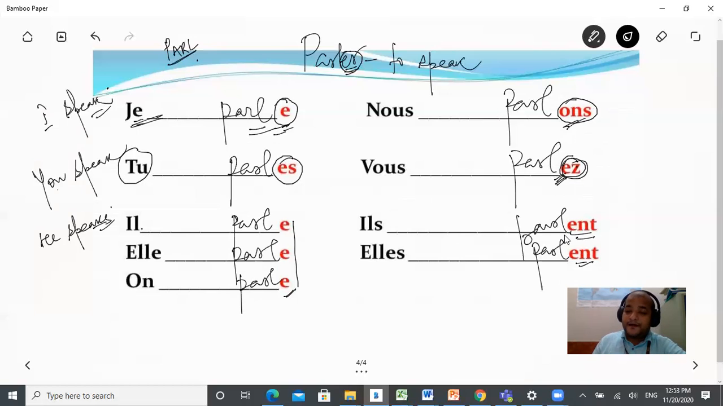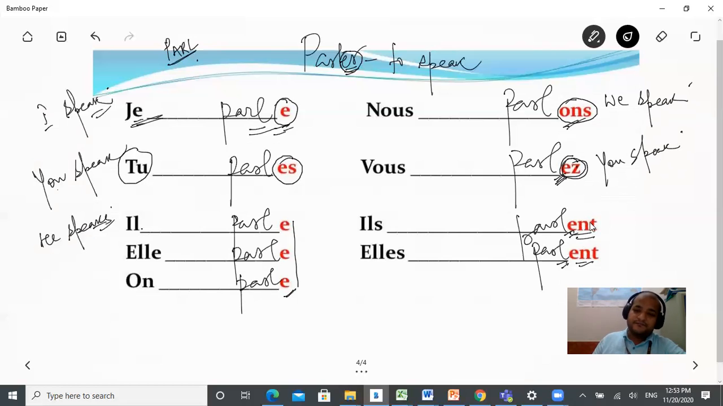Ils parlent: they speak or they are speaking. Elles parlent is they speak or they are speaking. Nous parlons is we speak or we are speaking. Vous parlez is you speak and you are speaking.